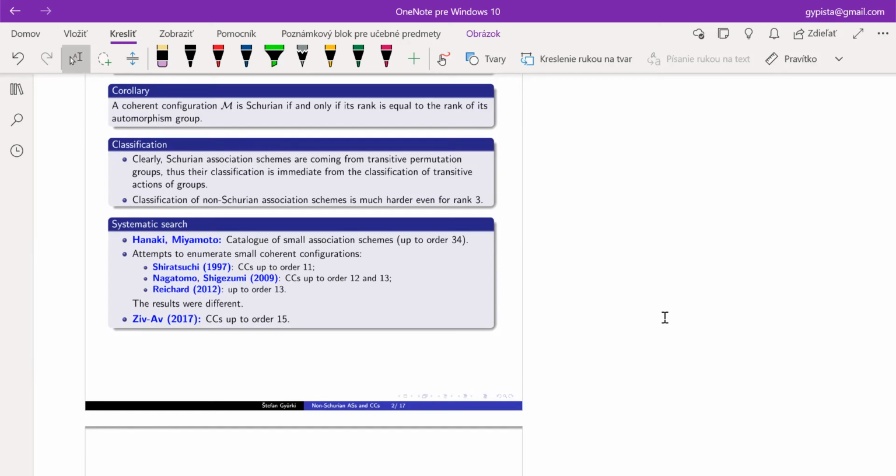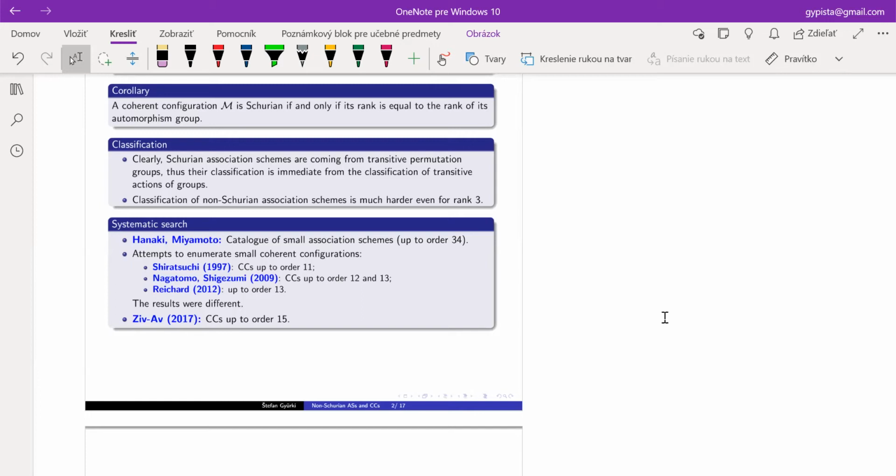And the classification of these non-Schurian association schemes is quite hard even for rank 3. If we have in the association scheme just two non-trivial relations besides the diagonal relation, then even in this case it is hard to classify all the non-Schurian association schemes. There were several attempts to go step by step from small orders. That means that there were attempts to classify all association schemes up to some order.